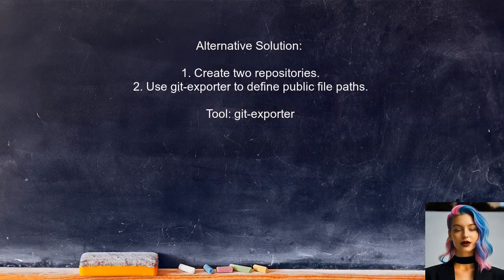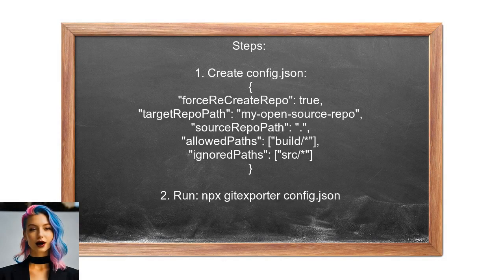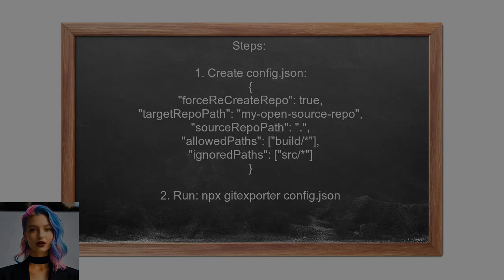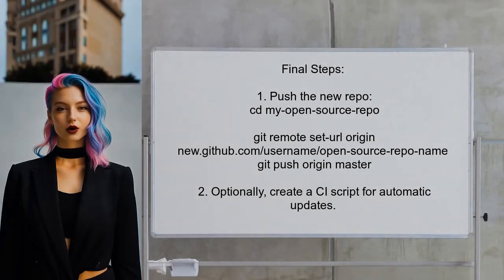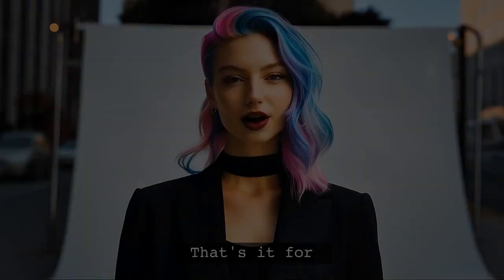One alternative approach is to create two repositories. You can use a tool called Git Exporter to automate the process of making a part of your private repository public. First, set up a config.json file to specify which files to include and which to ignore. Then, run the command npx git-exporter config.json to create a new repository with the selected files while keeping the commit history. Finally, push the new repository to GitHub, and you can even set up a CI script to update it automatically. That's it for that response.